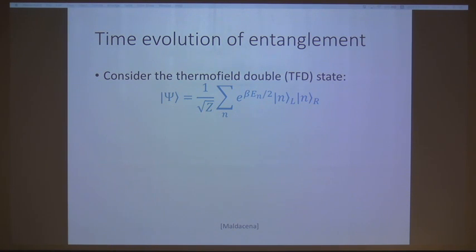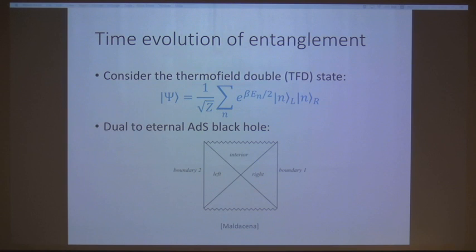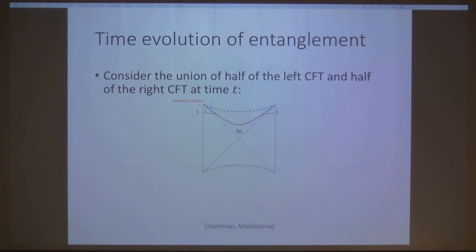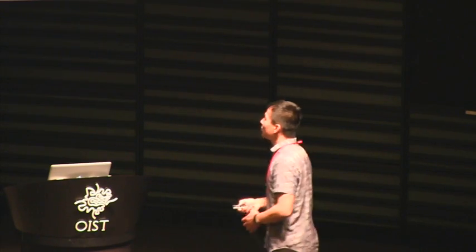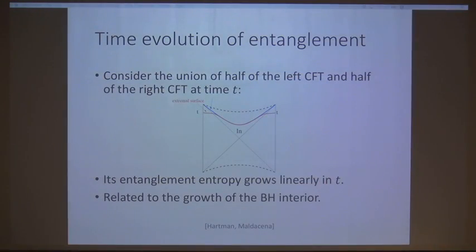This is best illustrated in an example where we have the thermofield double state, and it is dual to the eternal AdS black hole in this way. And we can consider the union of half of the left CFT and half of the right CFT as our region A. So A is a union of a left part with a right part. We can also consider this region at some time t and study how it depends on t. The statement is that using the HRT prescription, its entanglement entropy grows linearly in t. This is related to the growth of the black hole interior.